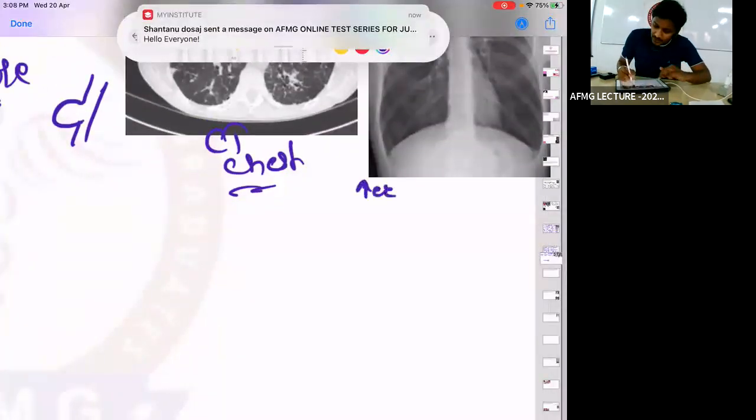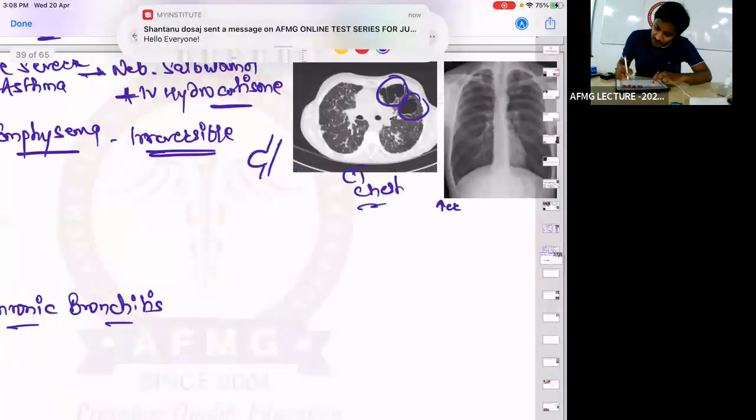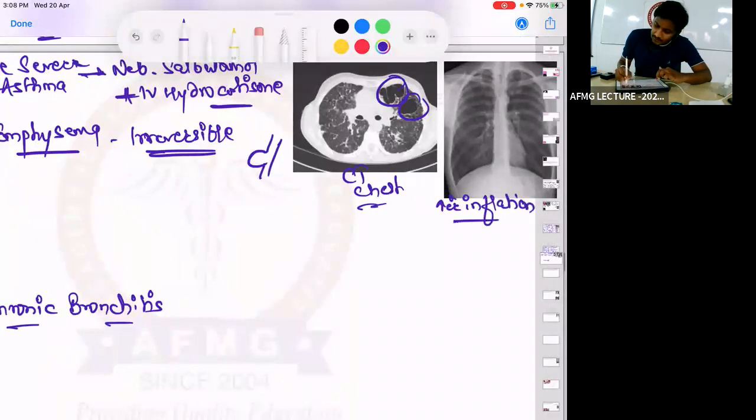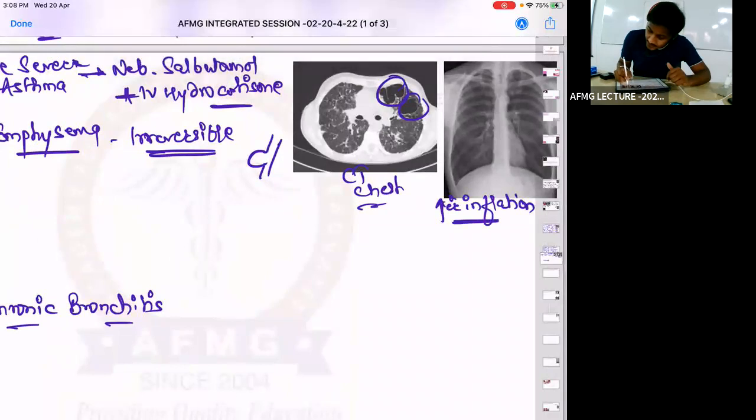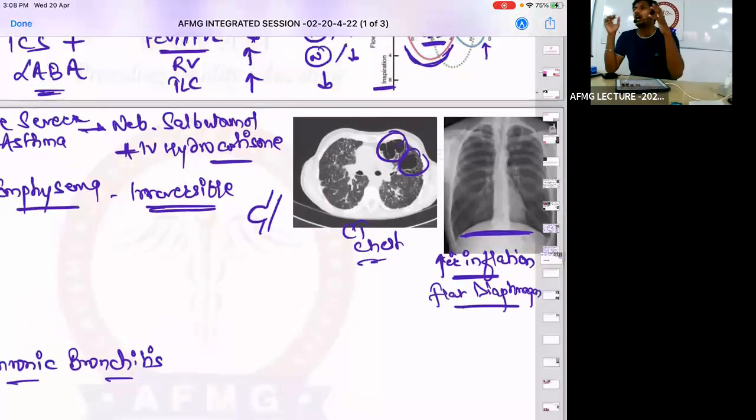This is called as hyperinflation. So here you can see the lung size has been increased, and as the lung size is increased, the dome of the diaphragm is almost flattened. So this is called as flattening of the diaphragm, or flat diaphragm. कुछ भी बोलो. ठीक है? Important. Along with that, now how to differentiate?